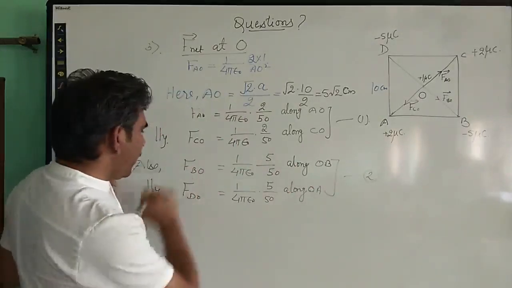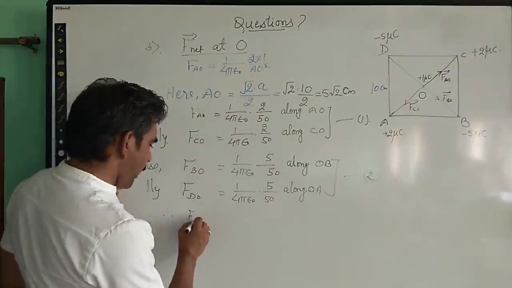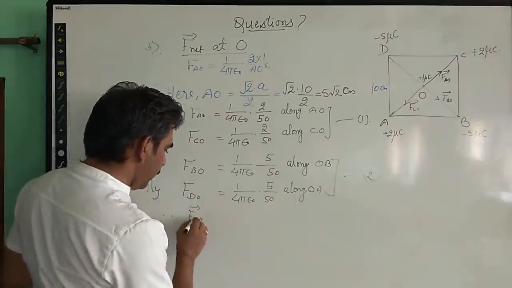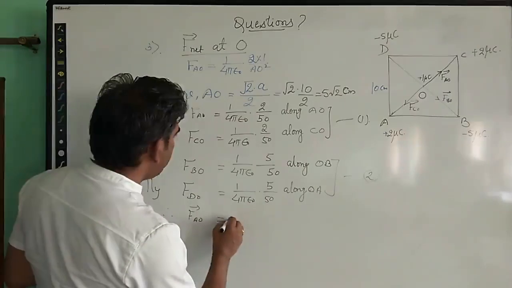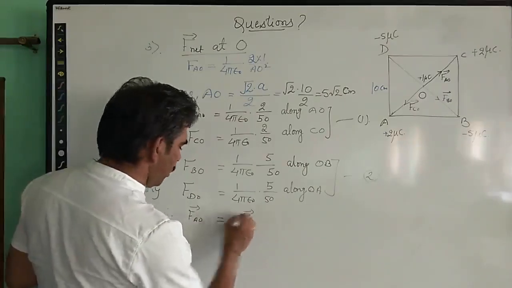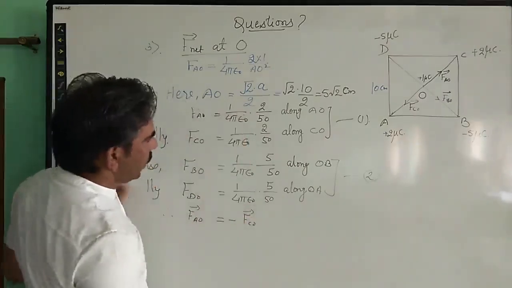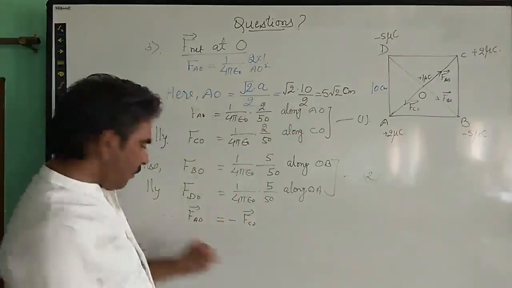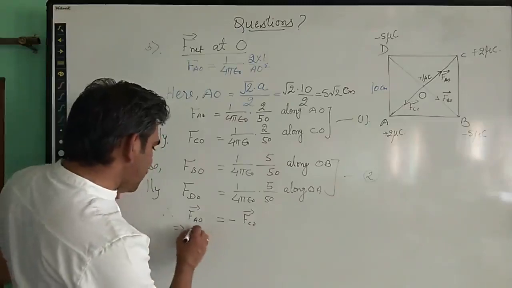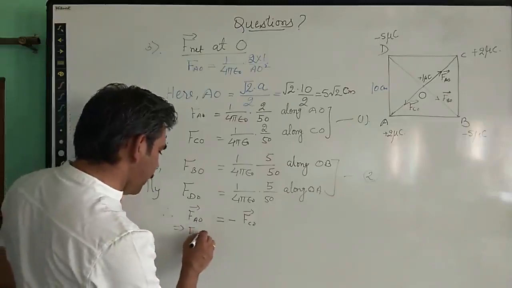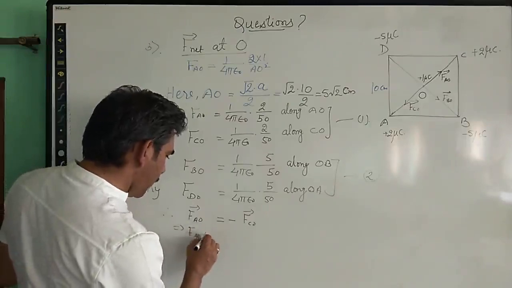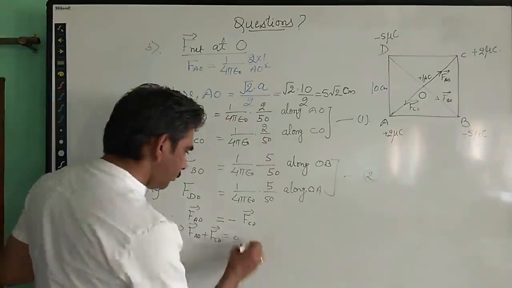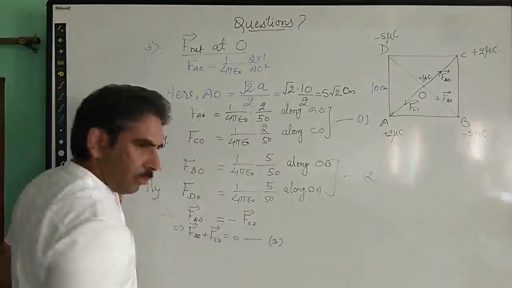So from here we can see that FAO is equal to minus FCO, because the two forces are equal in terms of their magnitudes and have opposite directions. So we can write it as this. So this simply implies that the sum of these two forces, FAO plus FCO, is equal to 0. We can give it the name equation number 3.